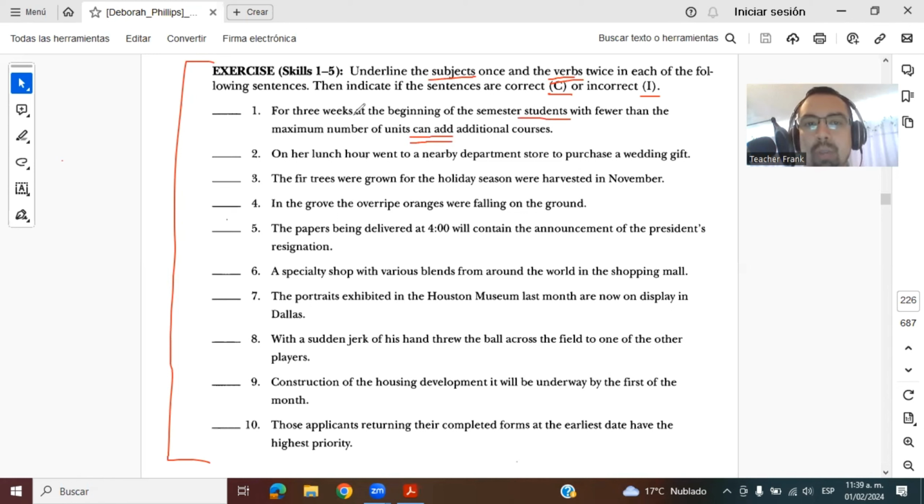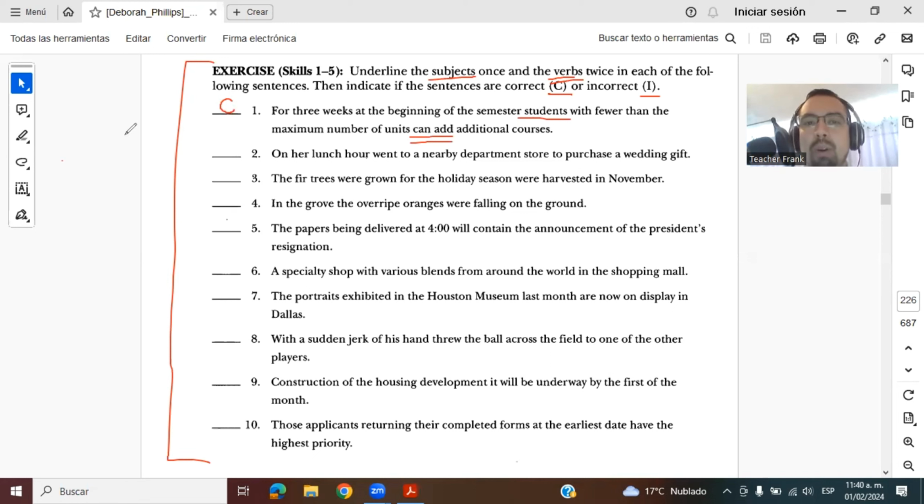Right? So for 3 weeks, it's an object of preposition at the beginning, object of preposition of the semester, object of preposition with fewer than the maximum number of units, object of preposition. So all of that is just extra information there to confuse you. Since we have the subject and the verb, it's correct and no problem. Let's check out number 2.